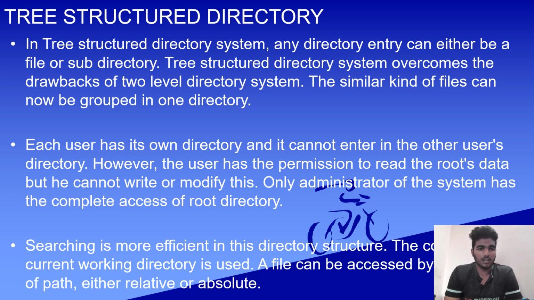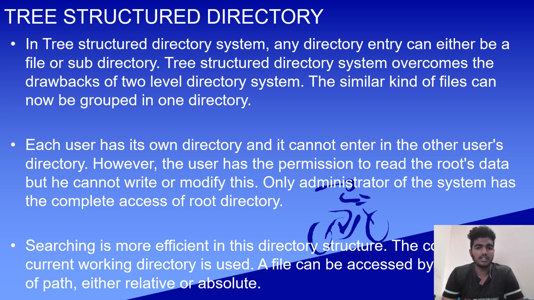Let's go to tree structure directory. In tree structure directory, any directory entry can be either a file or subdirectory. Tree structured directory system overcomes the drawbacks of two-level directory system. The similar kind of files can now be grouped in one directory. So in two-level directory system, similar files cannot be grouped, but in this tree structured directory, it is possible.